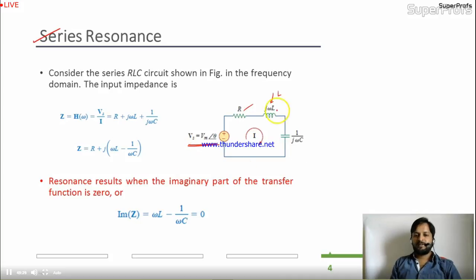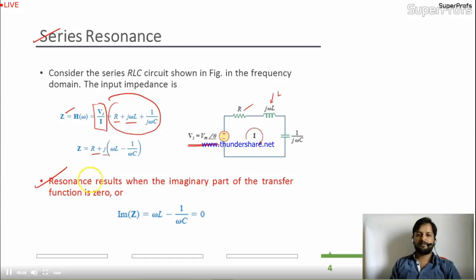What is the impedance for this? If they are connected in series, we can add them. Z is nothing but input voltage by current, Vs by I, R plus j omega L plus 1 by j omega C. This is the impedance. They are connected in series, so simply we can add them. So the impedance is R plus j times omega L minus 1 by omega C.